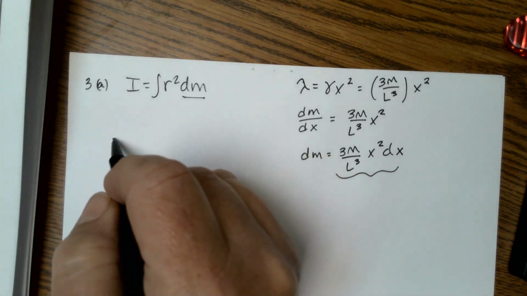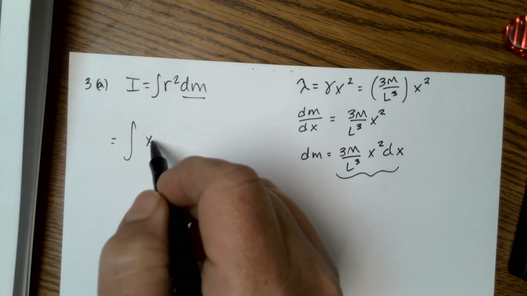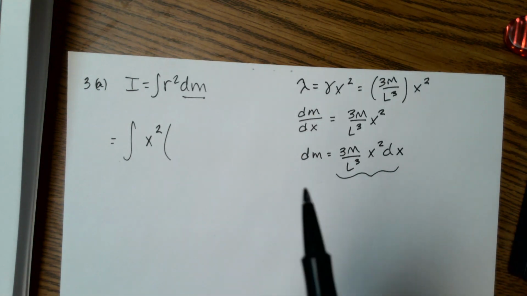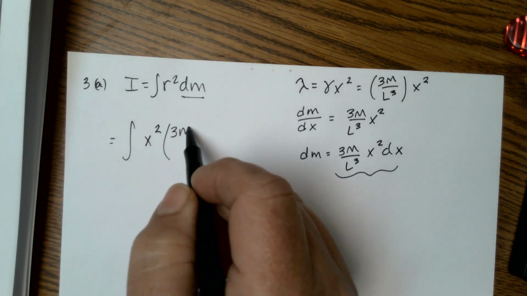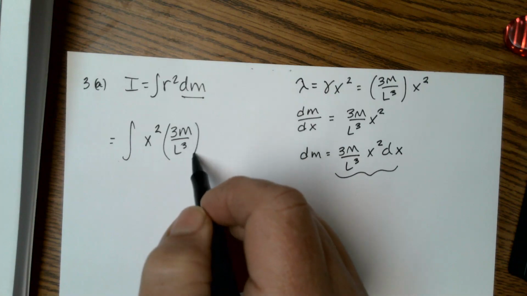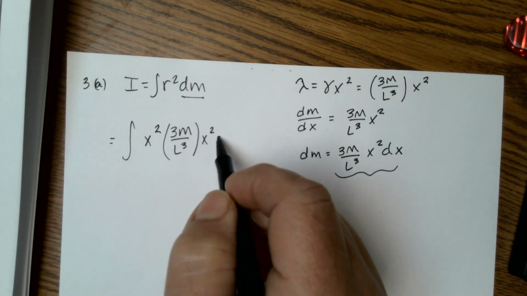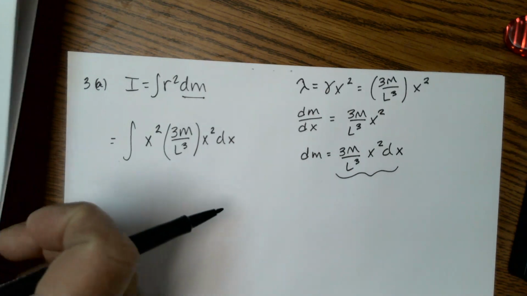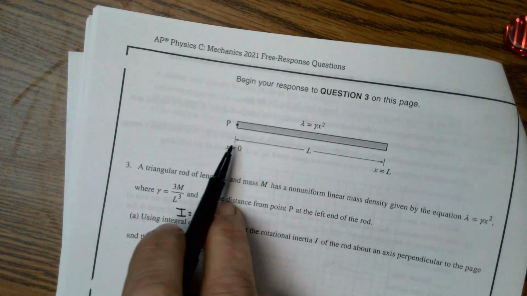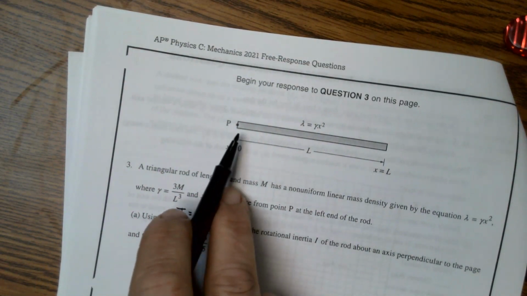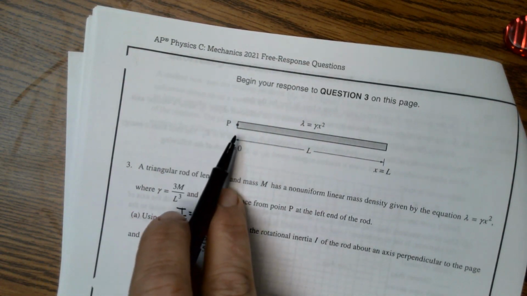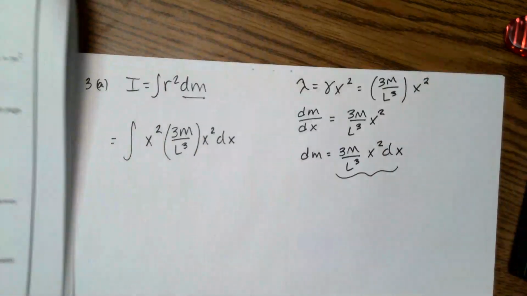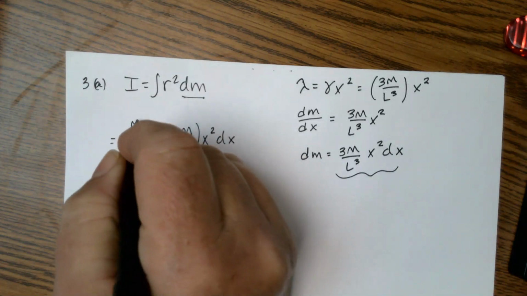And I'm going to change r because r is no longer r, it's going to be x, since that's the unit that I'm functioning in here, not r. And then I've got 3m over L cubed times x squared dx. The only thing I have left to do is set my bounds. Now you notice that point P is on the left end of the rod, so my bounds are going to be how much is before that, which would be nothing, to how much is after that, which is all of it, or L. So my bounds will be from 0 to L.